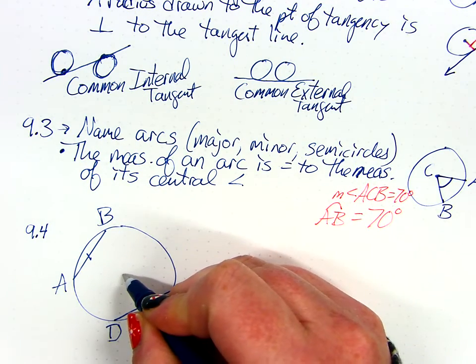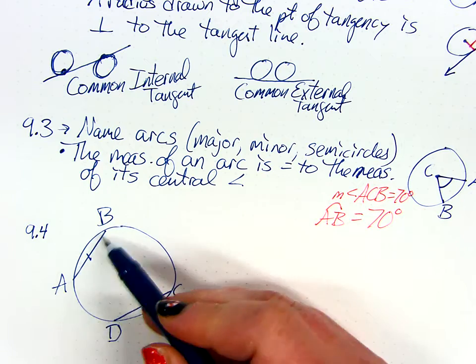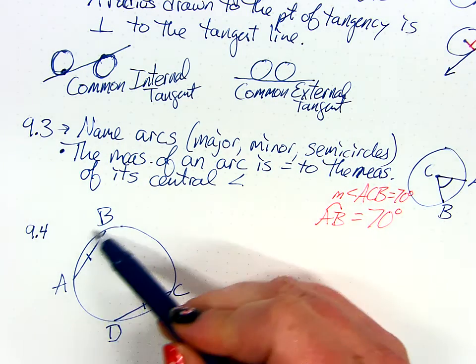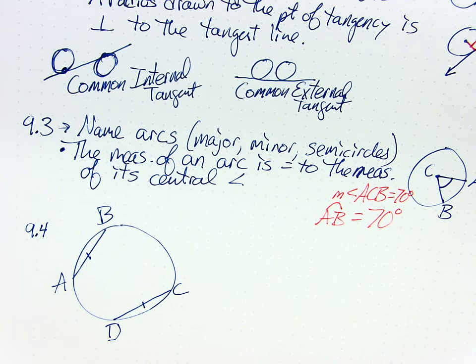And I'm also going to draw in, well, maybe not yet. If I know that segment AB is congruent to segment DC, that means that arc AB and arc DC also have to be the same. It would also mean that their central angles have to be the same. So I don't have any central angles drawn here, but you can always draw them in if you want to.